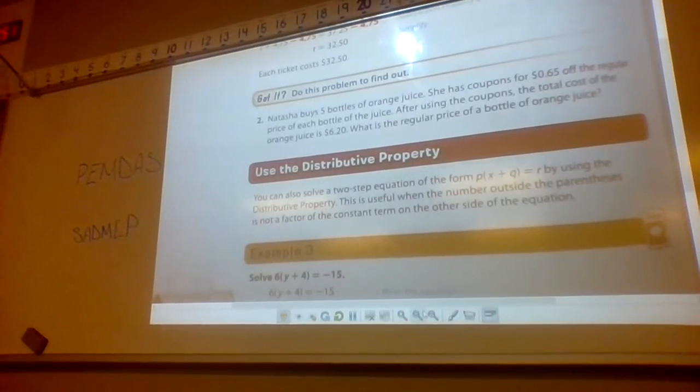Playing with a calculator, you're not reading it. How many coupons is there? I don't know. Then how do we know the price?